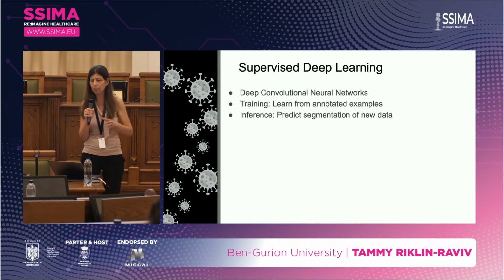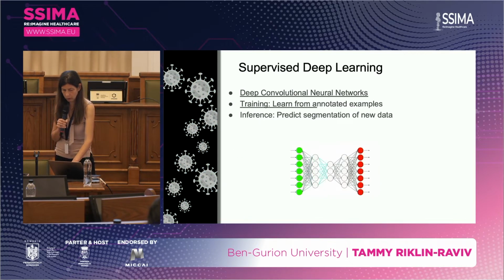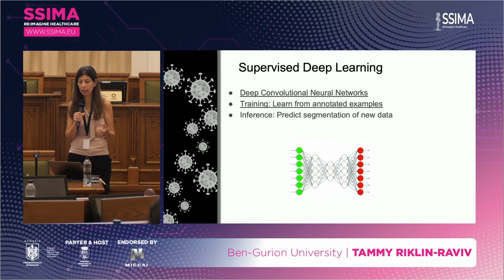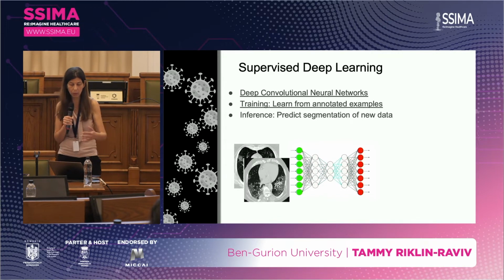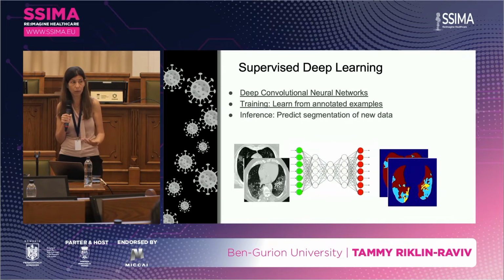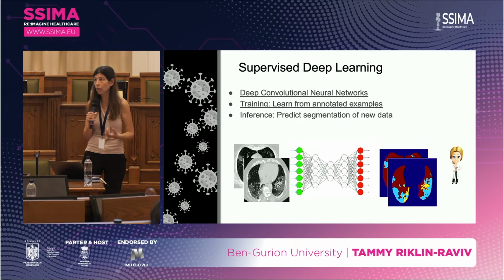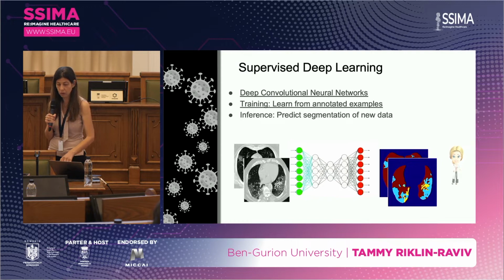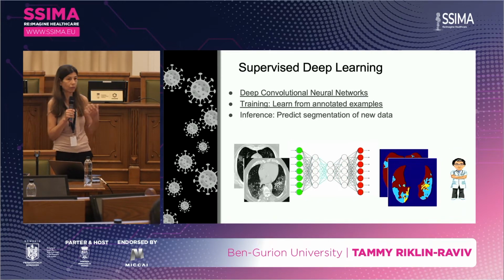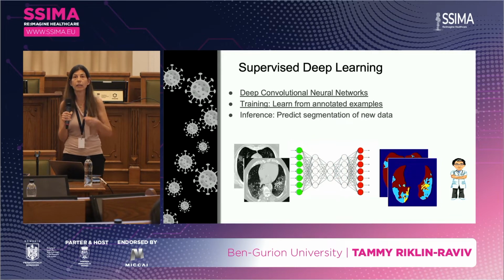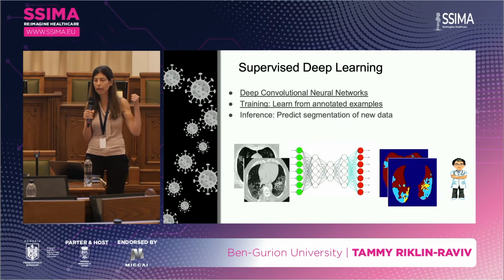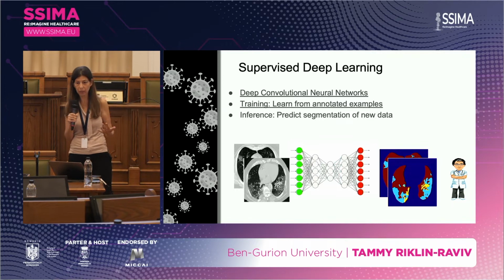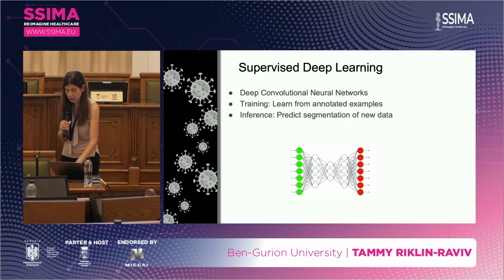We use a supervised deep learning approach, a deep convolutional neural network. We use training from annotated examples. So we have the input data and we have annotation, the annotation provided by a clinician. It might be worth noting that different clinicians would provide different annotation. So there is inter-rater variability. And actually, the different annotation may lead to different paths of training. I will not get into it, but it's worth keeping in mind.